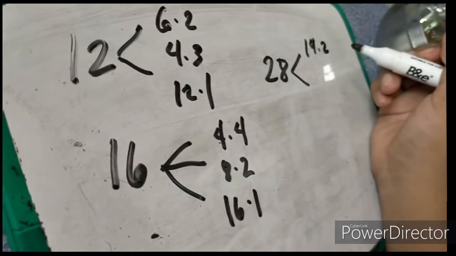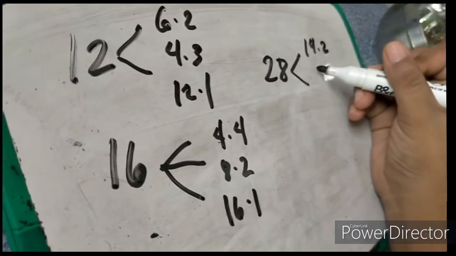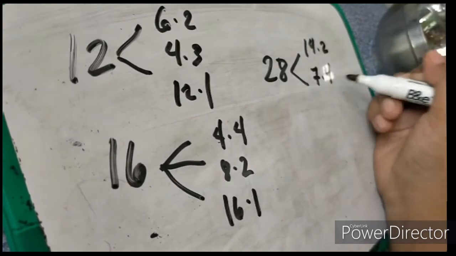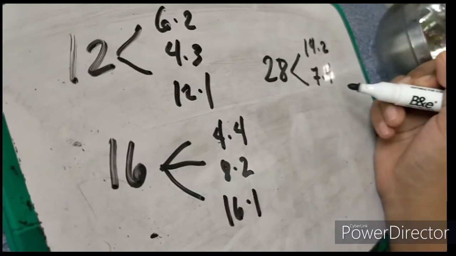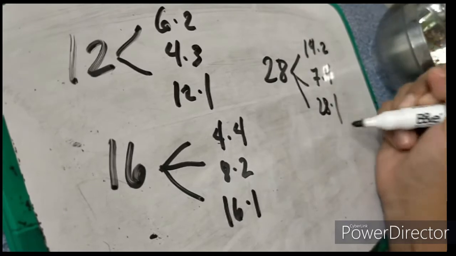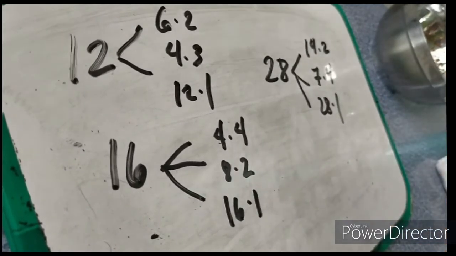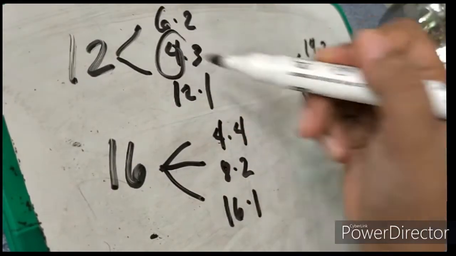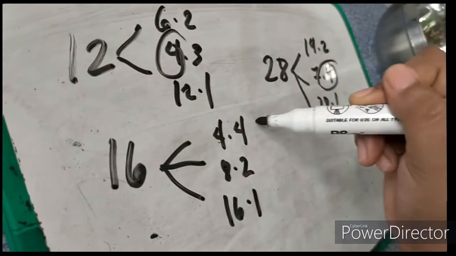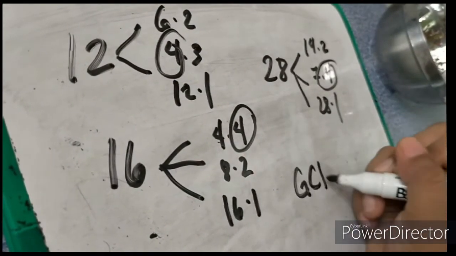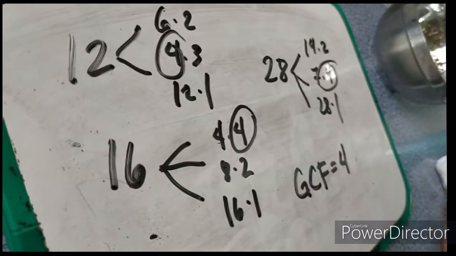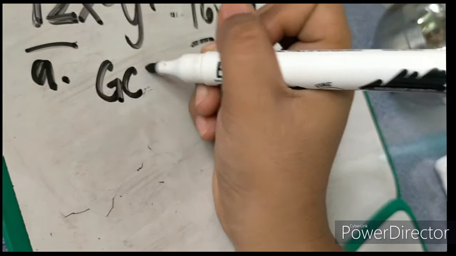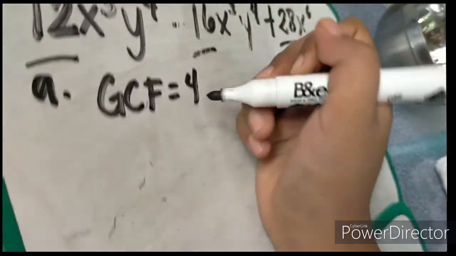14 times 2, tama? 7 times 4, and 28 times 1. Now, by looking, what is the greatest common factor? Correct. The greatest common factor is 4. So, our GCF is 4. Let's write it down. GCF is equal to 4.